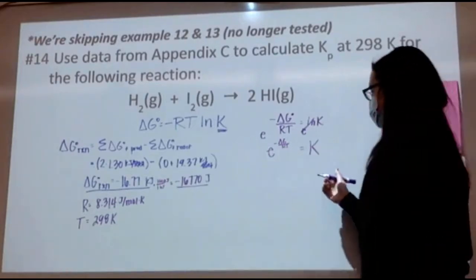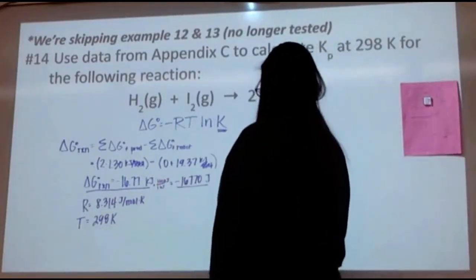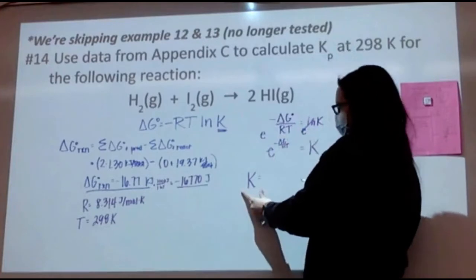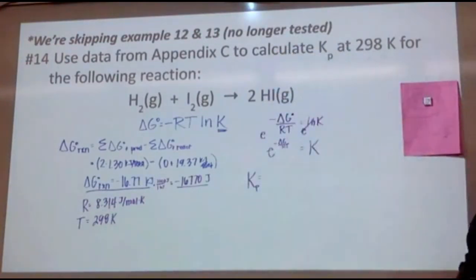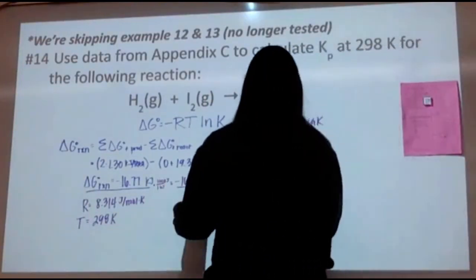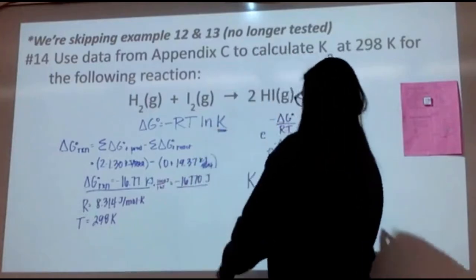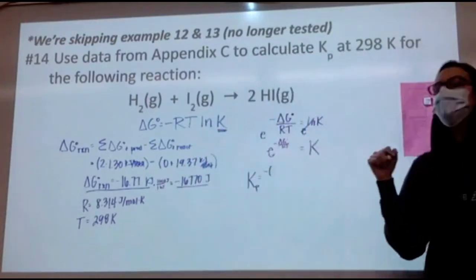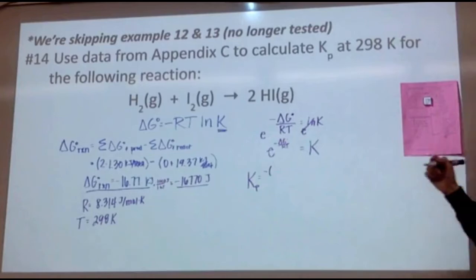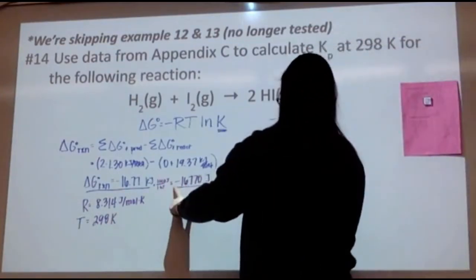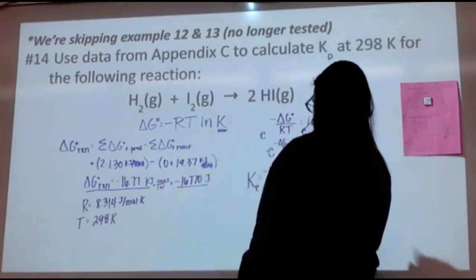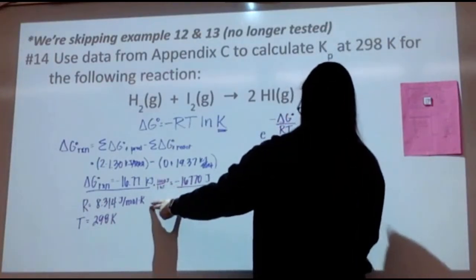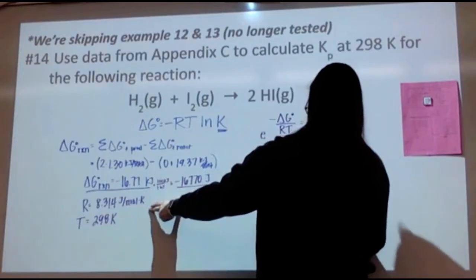Writing out the variables like this is useful because you can check your units. Once all of your units are the same, now we can plug in. K, that's the equilibrium constant. They told us here they wanted Kp, so we're just going to label it Kp. Negative delta G, that negative is part of the equation. My delta G is negative 16,770 divided by the quantity R times T.